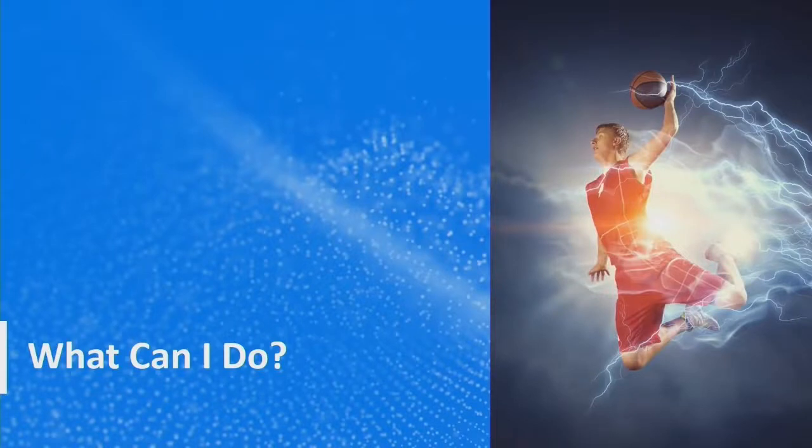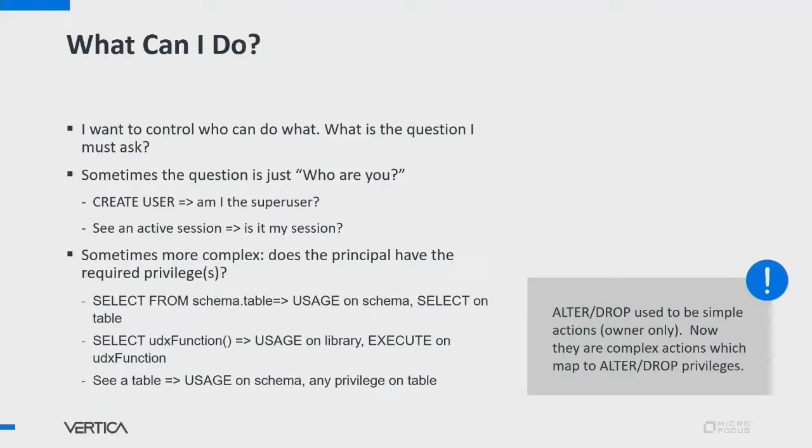We've seen how to answer the question of who or what I am. Now the question is, what can I do? Sometimes who you are defines what you can do. If you run create user, Vertica will check if you are the superuser. Sometimes it's more complex, and Vertica has to check if the principal has the required privileges.